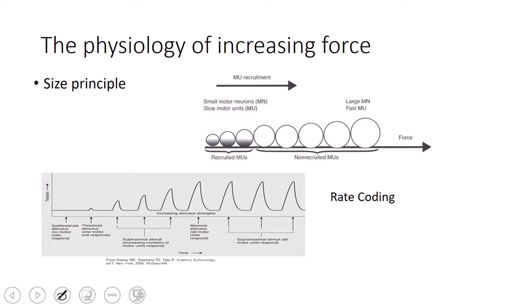So at some point, and depending on the muscle, right around 50% of its maximum force output, we start to see this rate coding slip in. But some muscles require about 90% of their maximal force before they start increasing the rate coding aspect of increasing muscle force.